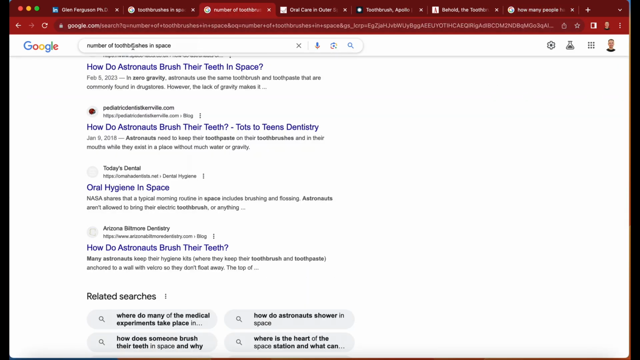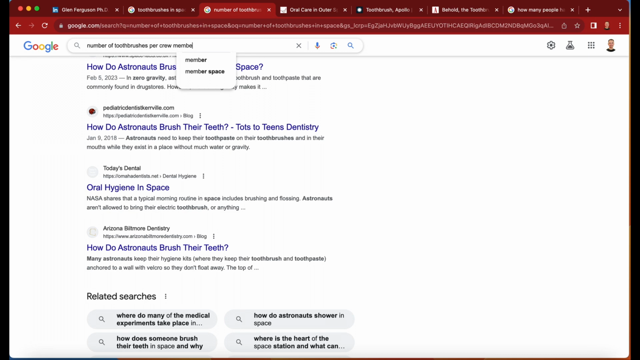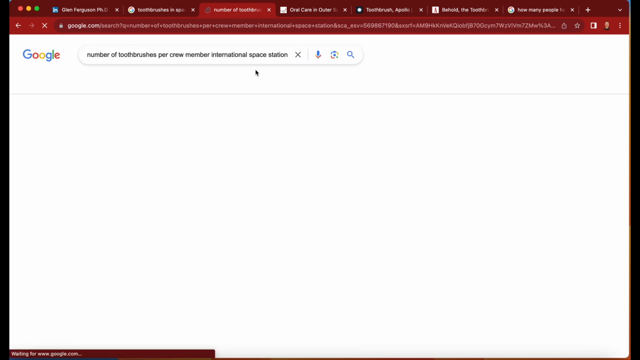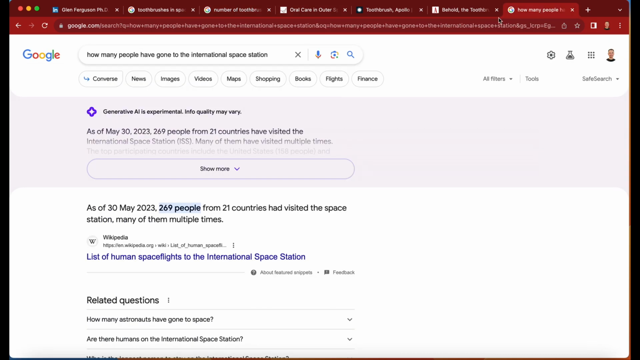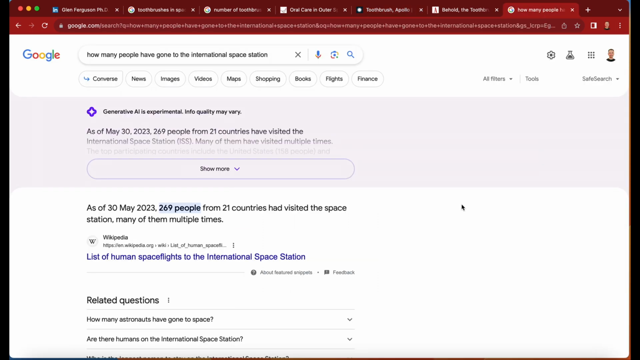Let's refine this search too. Instead of number of toothbrushes in space, let's say number of toothbrushes per crew member, International Space Station. Okay, we'll still stick with that number. It might not be accurate, but we'll say 3 for now. Most people don't seem to be there for too long.